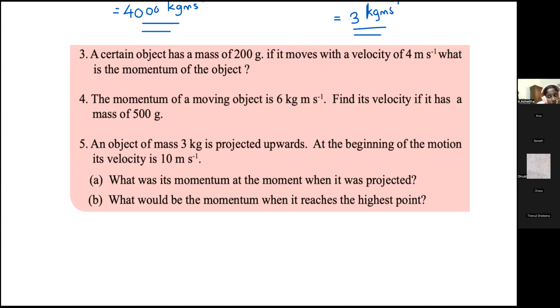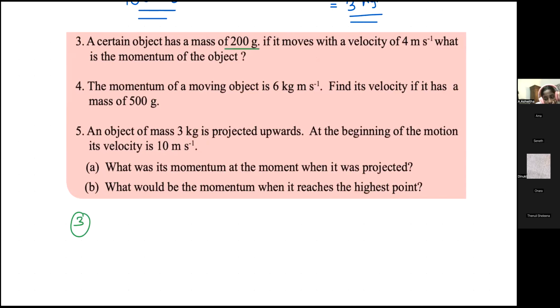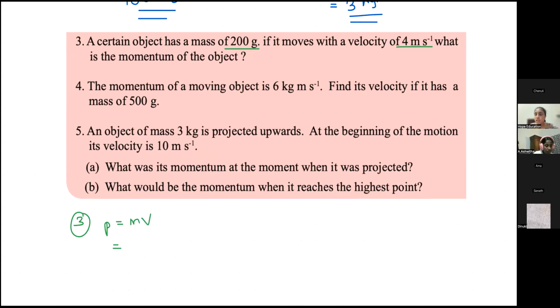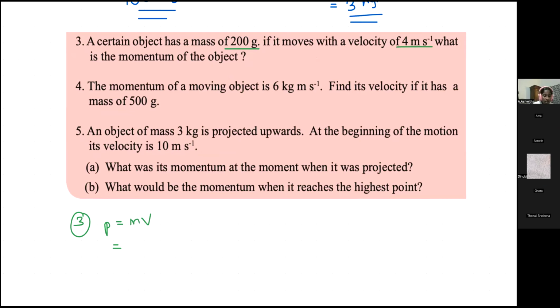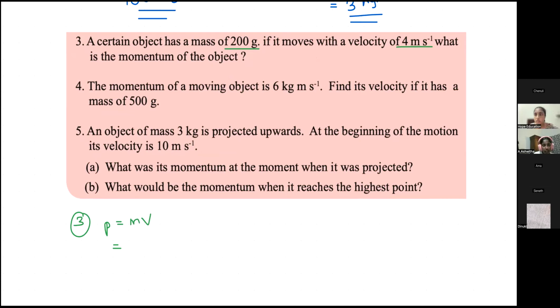Okay. So the third question: a certain object has a mass of 200 grams. If it moves with a velocity of 4 ms minus 1, what is the momentum? Momentum equals mv. Chenuli, what is the answer to this? 4 over 5 kilograms ms minus 1.